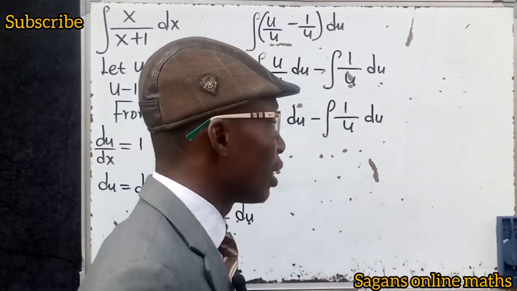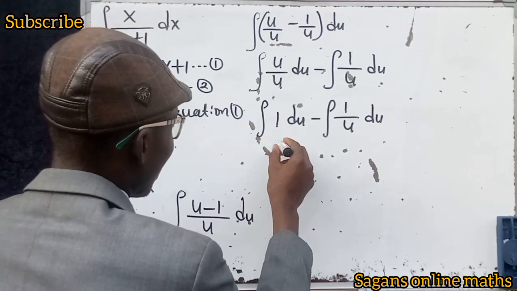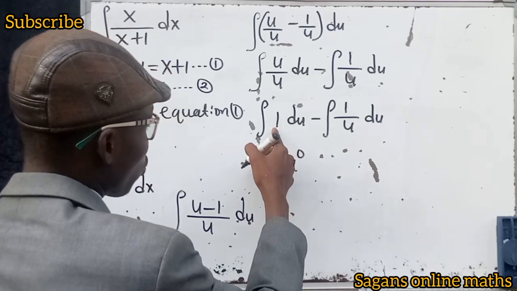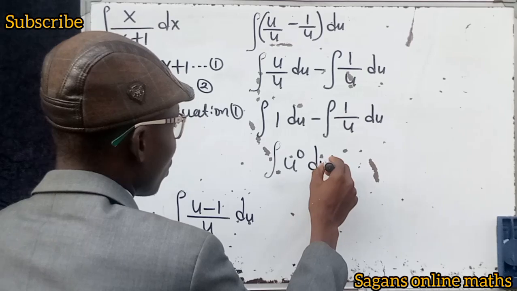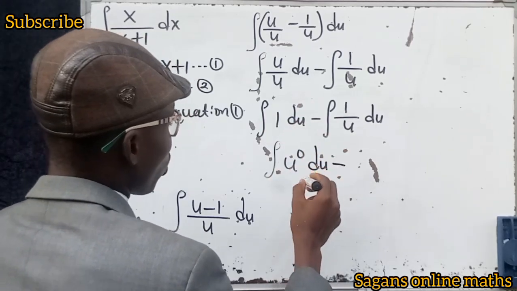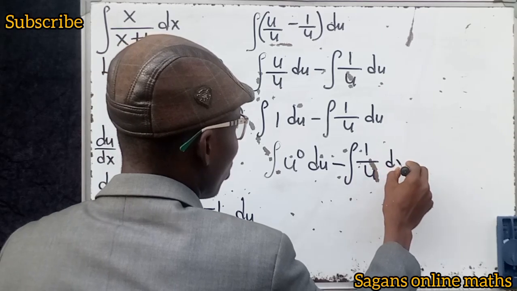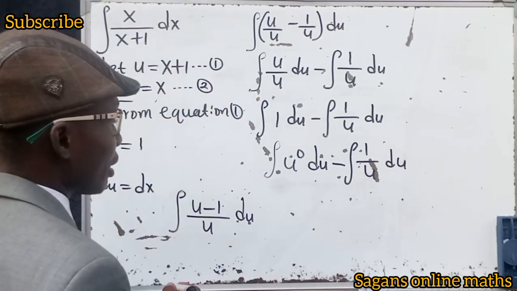Now let's do it quickly. From here, we are not wrong if we decide to write this as the integral of u to the power of 0, because u to the power of 0 is this 1 that's here, by obeying the properties of indices. We are integrating with respect to u, then minus the integral of 1 divided by u. Sorry, this is u, not x. Wow, this is amazing, right?